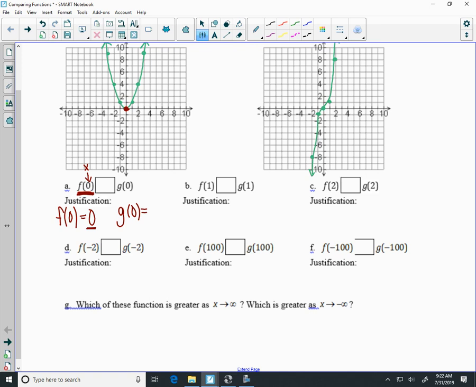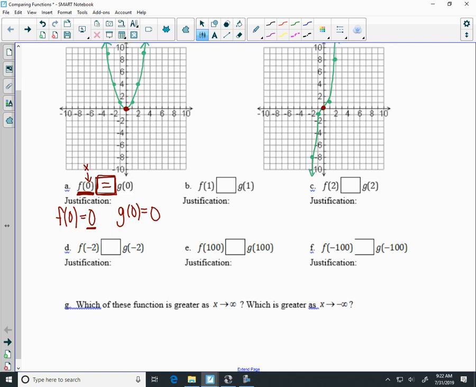Now we're going to go over here to x cubed. At 0, x cubed is also the y value is 0. So f of 0 and g of 0 are equal. So the work here looks like almost nothing, because you're just doing that symbol in the middle. But it takes a little bit to get there.